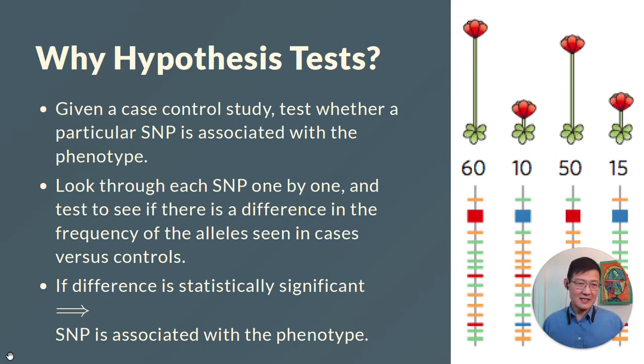Say here, you're interested in tall poppies. You want to check whether the particular SNP that you see here, indicated by the little dashes, is associated with the tall poppies. Now, we're very careful not to call this causal. We're careful not to say that this genotype causes tall poppies or not. It's really a test of correlation. So what we do is look at each SNP one by one. You look at each column in the matrix of data and test to see if there's a difference in the alleles in the cases versus the controls. If this difference is statistically significant, then you say that the SNP is associated with the phenotype.